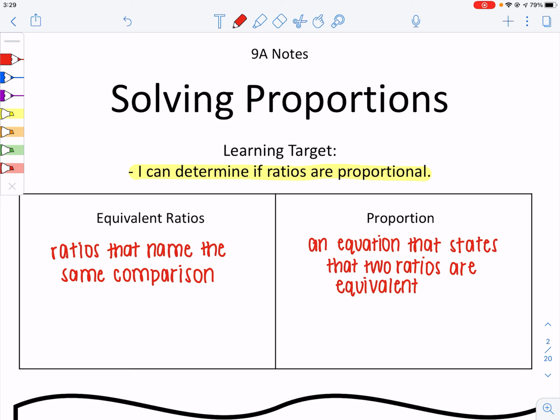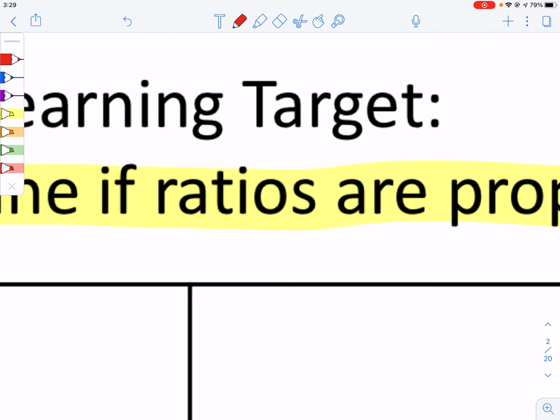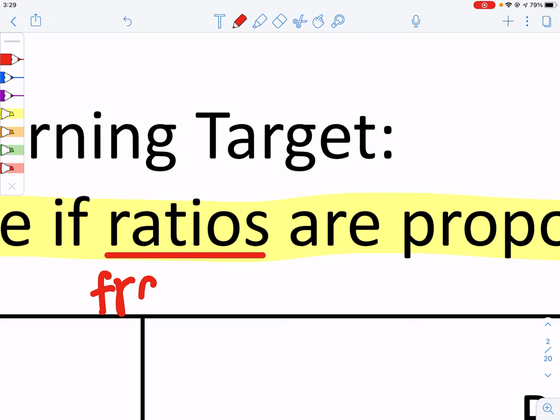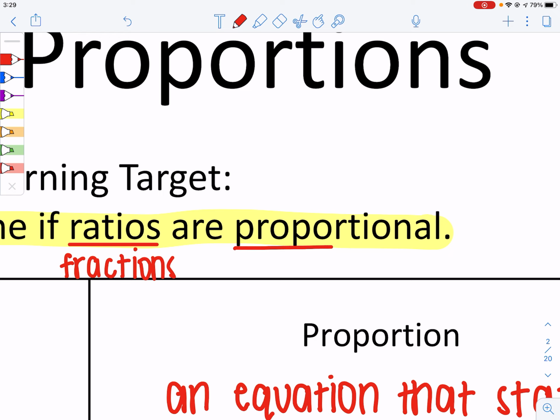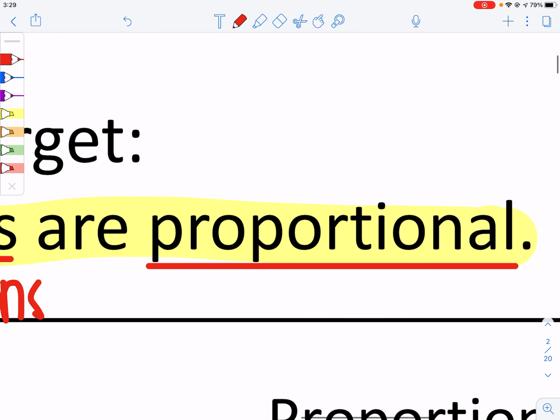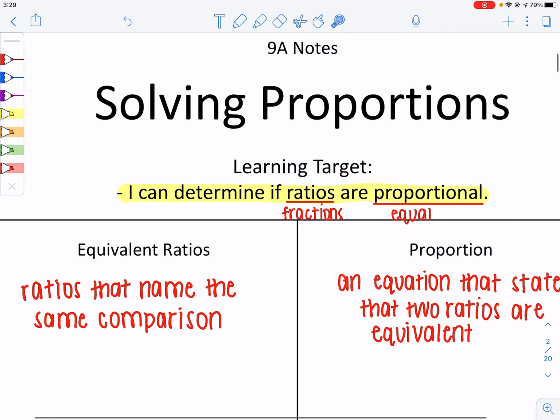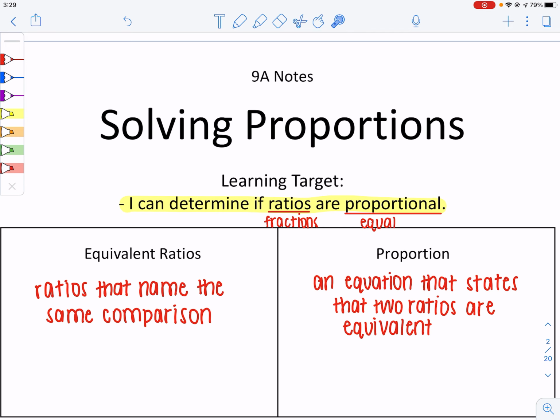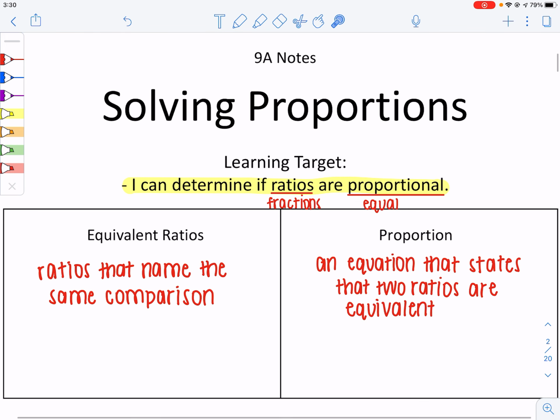So overall in your learning target where it says I can determine if ratios are proportional, underneath here we're going to write in some alternate words we can use for them. So instead of ratios, underneath the word ratios, go ahead and write fractions. And then underneath the word proportional, go ahead and write equal. So all we're checking to see is if ratios are proportional, or in other terms, we're checking to see if fractions are equal. So I'm going to give you two fractions and you're going to check to see if those two fractions are equal. So before we move on, I do have some vocab words I need us to fill out.